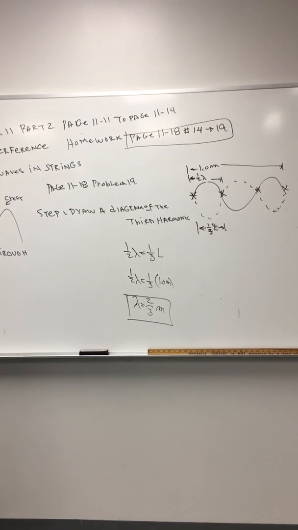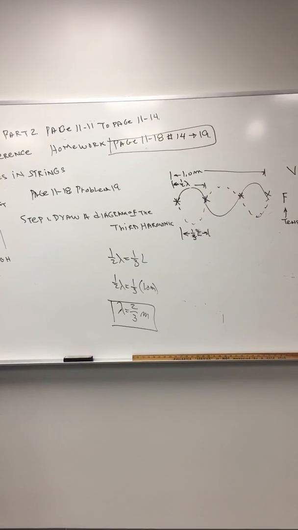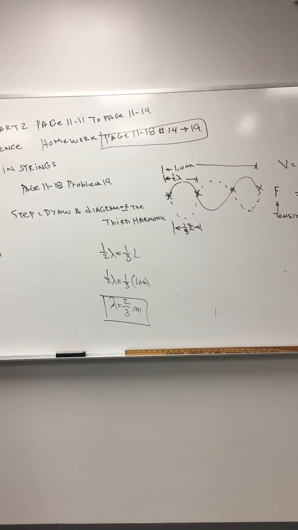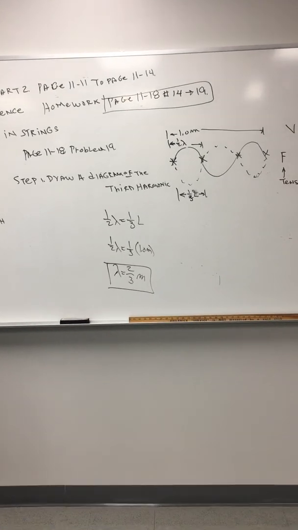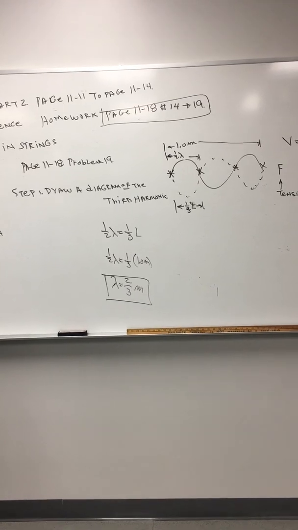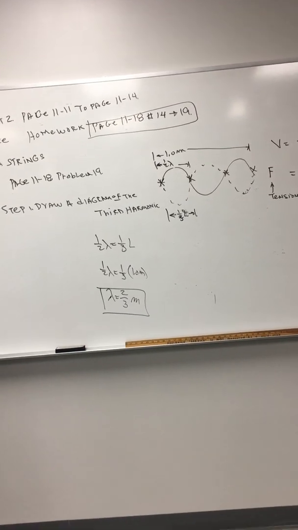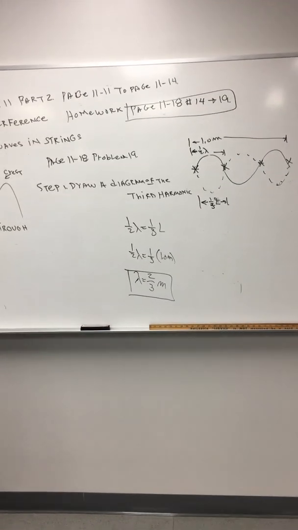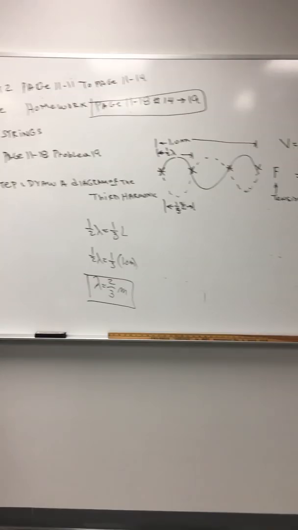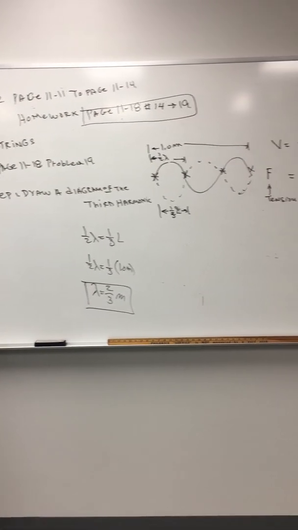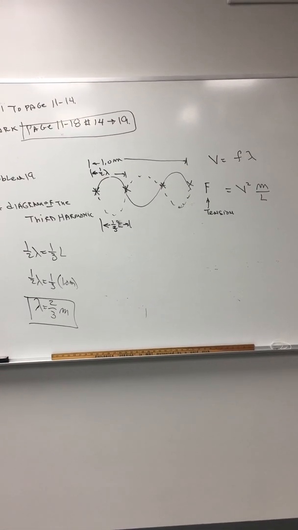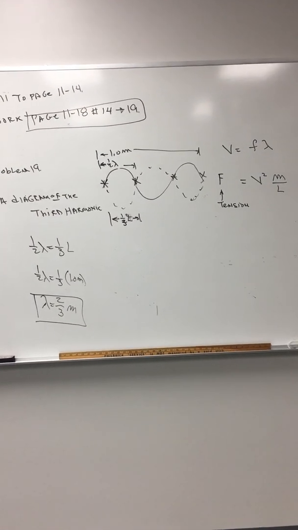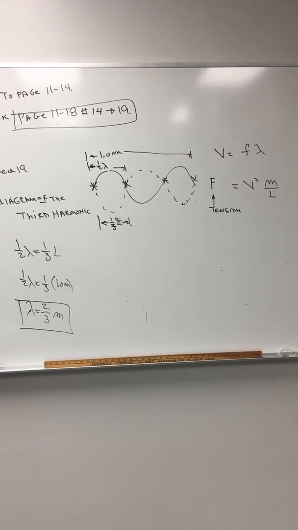So let's read the problem again. Sometimes we read the problem 3, 4 times. A frequency of 120 hertz, 120 vibrations per second, produces a third harmonic standing wave in a string 1 meter long. The mass of the string is 5 times 10 to the minus 4 kilograms. Well, we're going to change that to make it a little bit easier for you. Part A, draw an accurate diagram to determine the wavelength of the waves producing the standing wave.